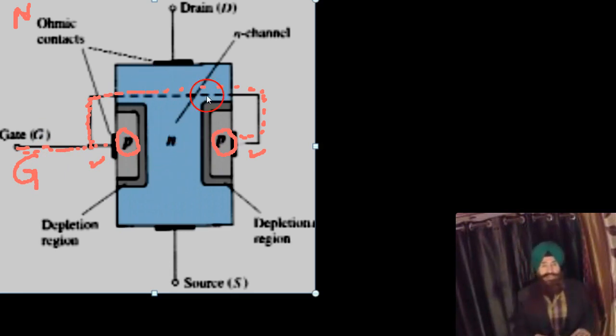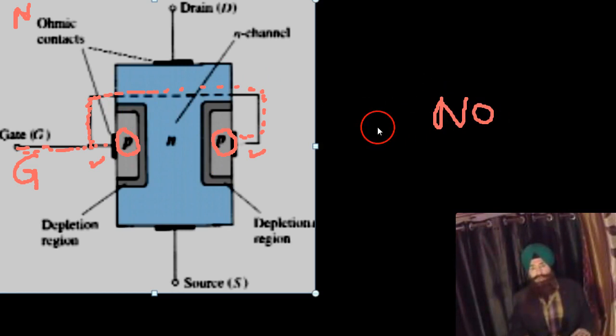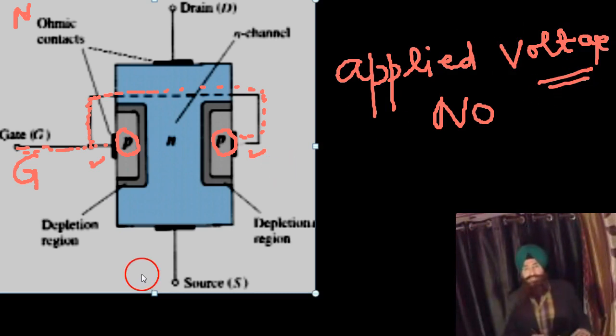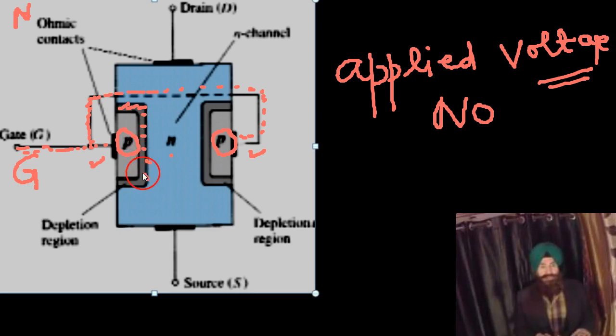Now this is the figure, this is the structure when there is no applied voltage. No applied voltage. This is very important. No applied potential. So there is a P, there is an N. So what happened? P-N junction. There are two P-N junctions, this one and this one, under no bias condition.